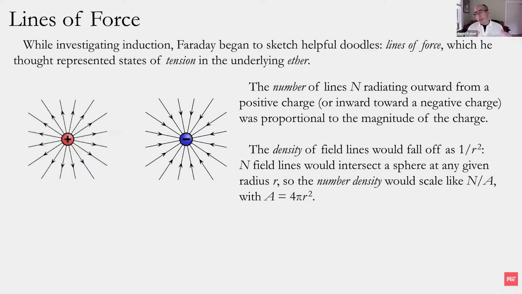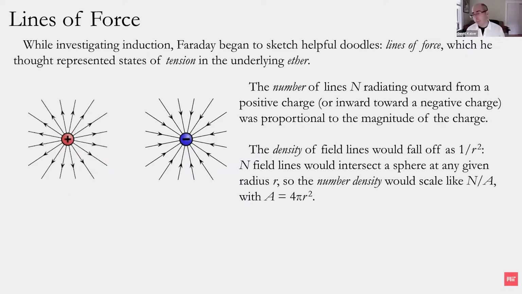Then you can imagine what would happen if you surrounded that positive charge with a kind of imaginary sphere at some distant radius. Then you can ask, how many lines per unit area will cross through that imagined sphere? The density of field lines will fall off. The lines are dispersing as you get further and further away from the electric charge. So the density of field lines, how many of those lines will intersect a unit of that sphere, will fall off like 1 over r squared.